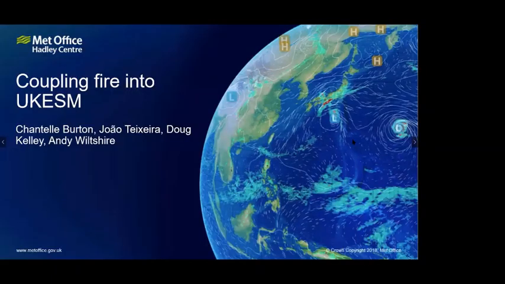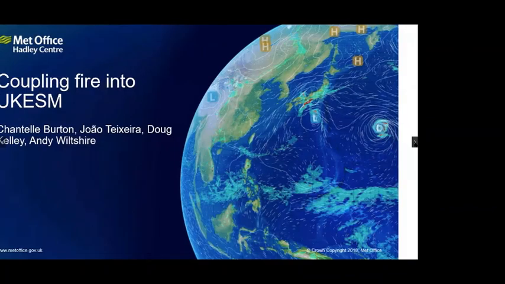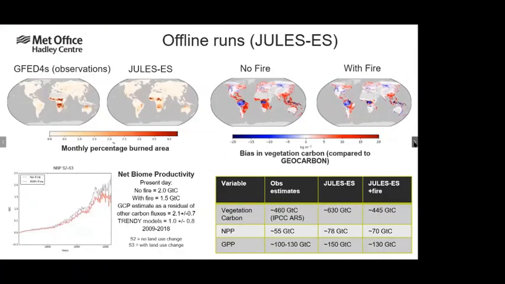Following on from João's talk, I'm going to be talking about coupling fire with all of the interactions into UKESM, still using the same fire model, INFERNO. My work up until now has been mainly focused on coupling fire and dynamic vegetation offline in JULES. I've got a couple of plots here summarizing the effect on the terrestrial carbon cycle.